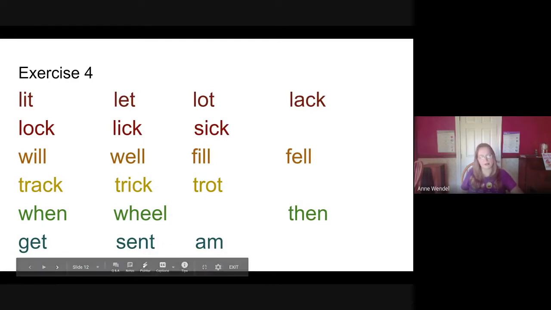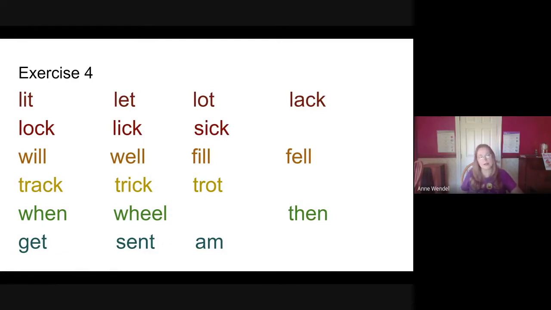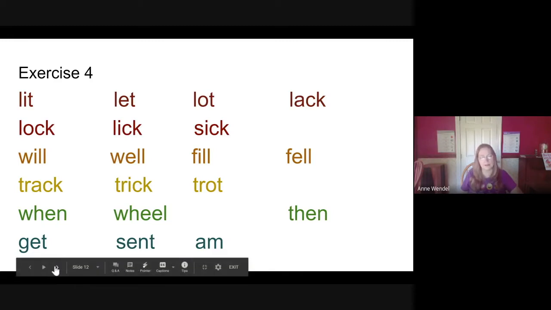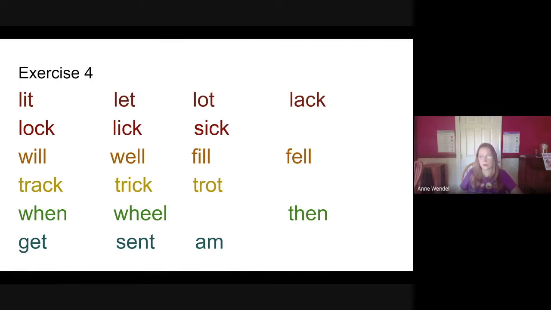Okay, now we're going to look at exercise 4. In this exercise, we're going to look at the words one by one, and then I'm going to ask you what the word is, and you're going to answer on the signal. First word. What word? You answer when I tap. Yes, lit. Next word. What word? Yes, let. Next word. What word? Yes, lot. Next word. What word? Yes, lack. Second line. First word.